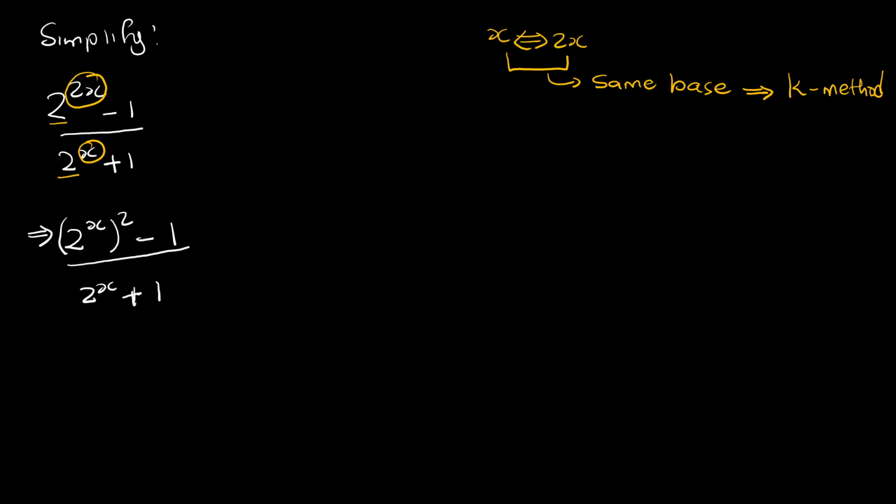Ladies and gents, when you have it like this, you can just let k. Now is the time to let k be equal to 2 to the power x. Meaning that in your equation, where there's 2 to the power x, you can put k. So this will be k squared minus 1, over k plus 1.